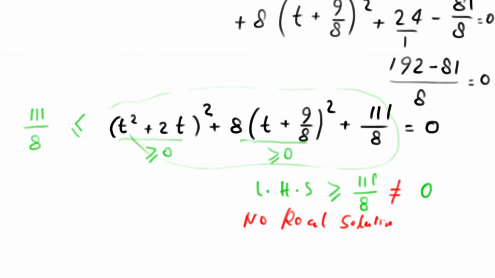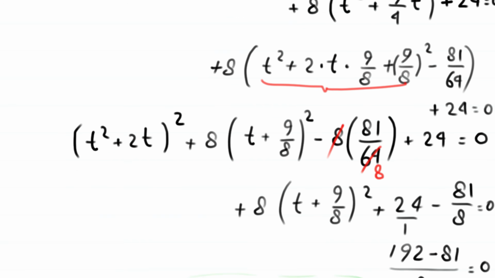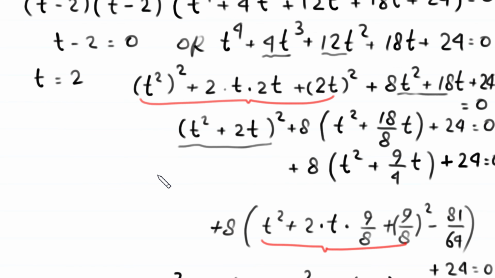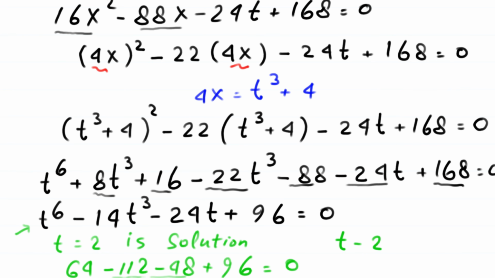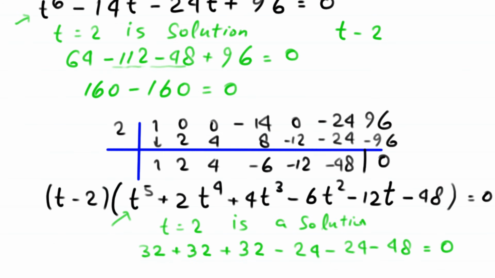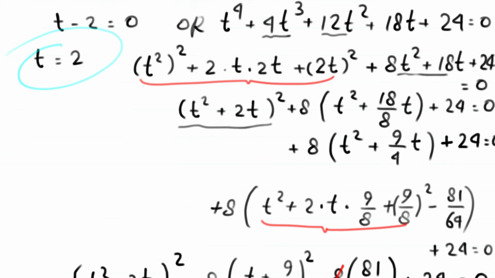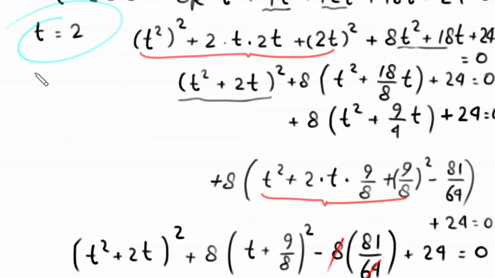We accept only this value t equal to 2. And recall that we have supposed that 4 times x equal to t cubed plus 4.